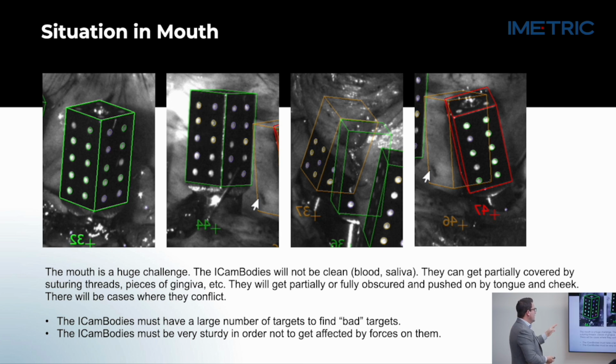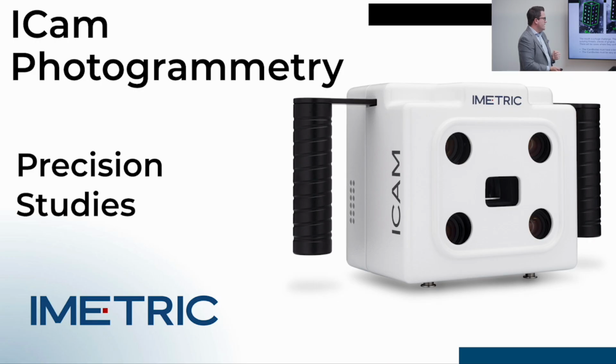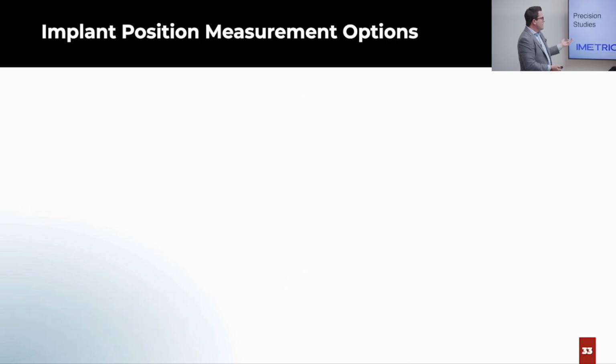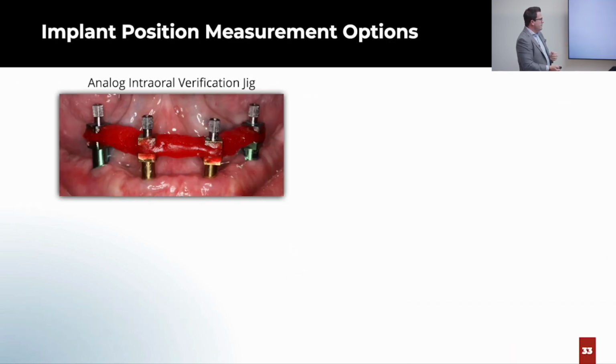And ultimately, the reason why this is important is the mouth is a difficult environment to work in, right? You've got blood, you've got tissue, you've got saliva. There's a lot of different things going on. And so to ensure the best possible precision and accuracy, that's why this level of technology and this workflow is so important. So there are some precision studies that back this up. I'll touch on this very quickly. So we talked about this a moment ago.